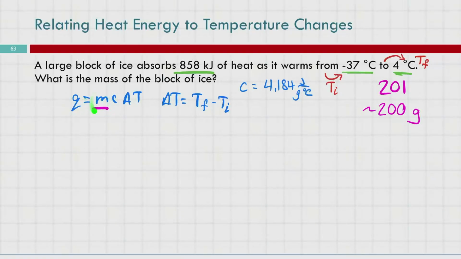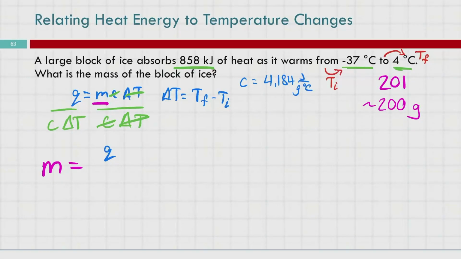So to find m, we want mass all by itself on its own side, and in the numerator, up top, not being divided under anything. To do that, we'll divide both sides by C delta T. That'll move C and delta T from the right side. So mass is equal to Q over C times delta T.